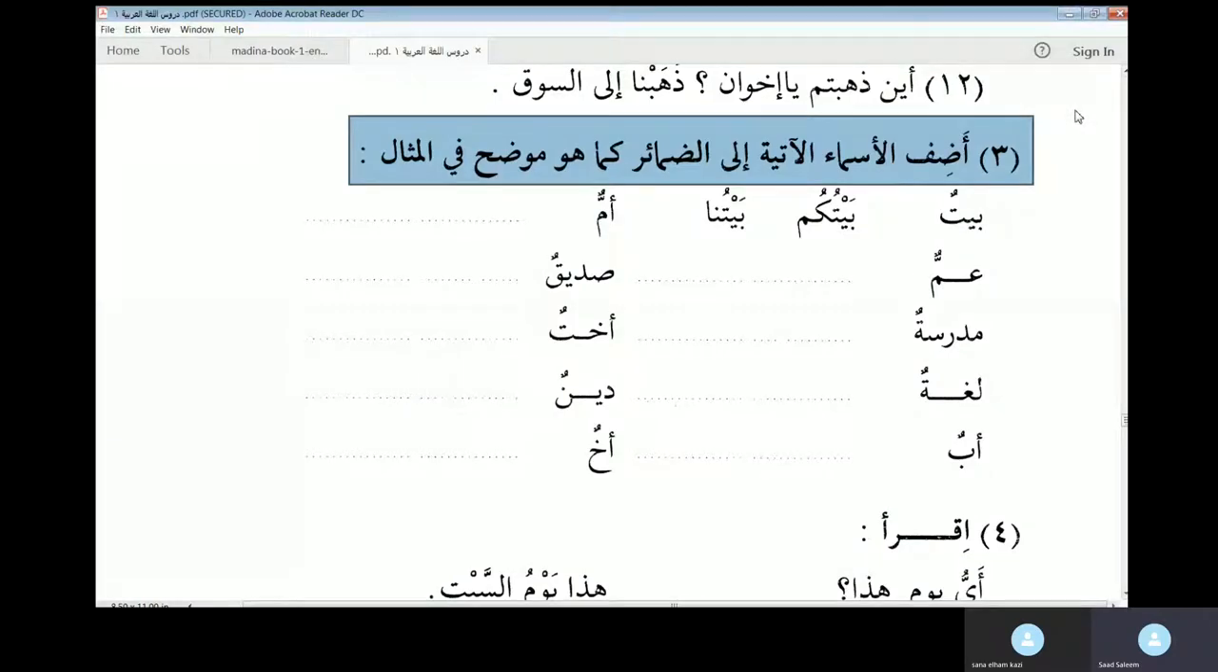Start from the book Daroos-ul-Lughat-ul-Arabia, page number 82 on PDF. Question number 3. Read this question.